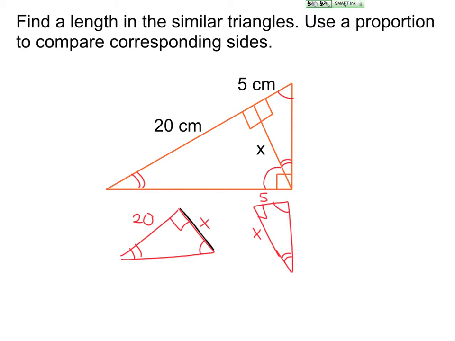Notice the two angles that connected. So the x and the 5, and then I'll do a different color. The 20 will match with the x. And I'm going to write it in a certain order. I'm going to put 20 over x equals x over 5. Just reverse from what I had talked through.